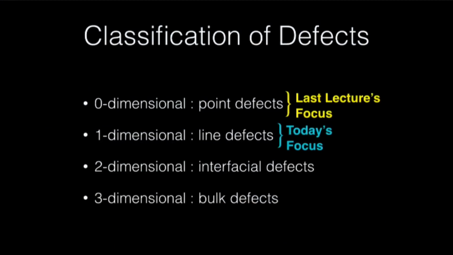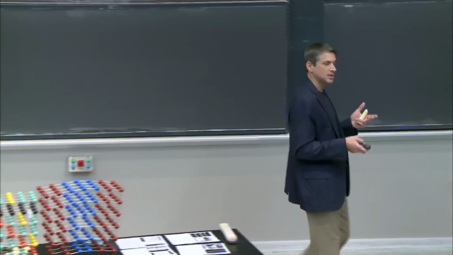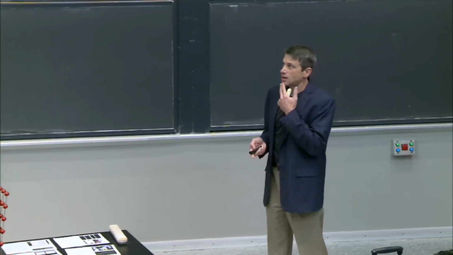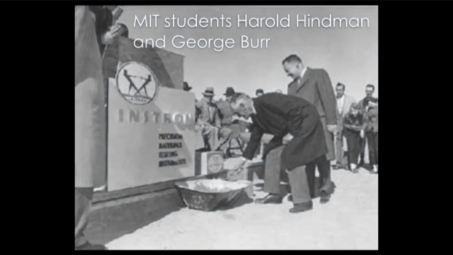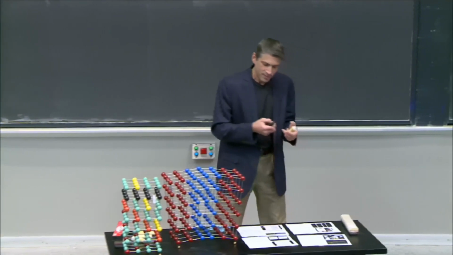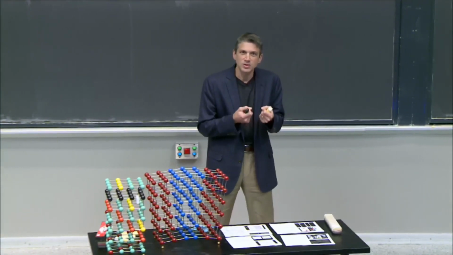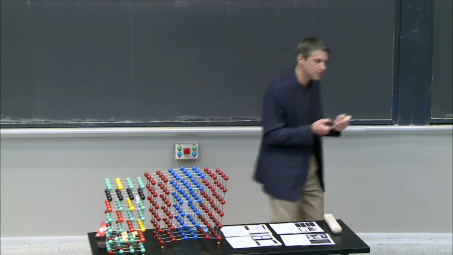Now, the story today starts at MIT in the 1940s because there were these two students. There they are, Harold Hinman and George Burr. MIT students back then were a little bit older, I guess. So those guys were in an MIT lab, and they were trying to study how parachutes break. How does a parachute break?